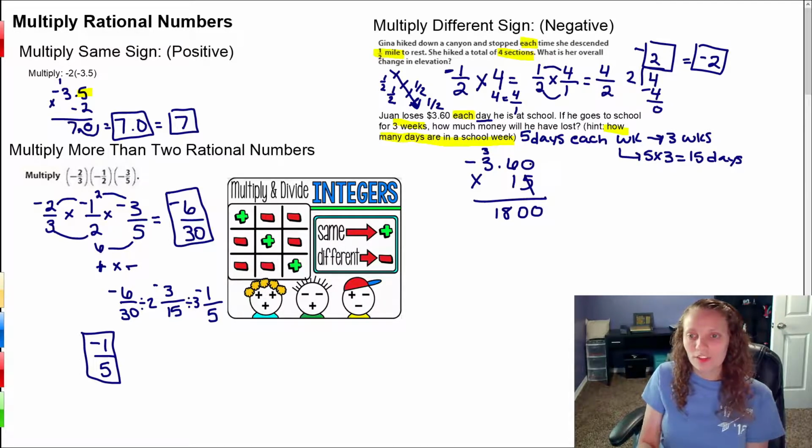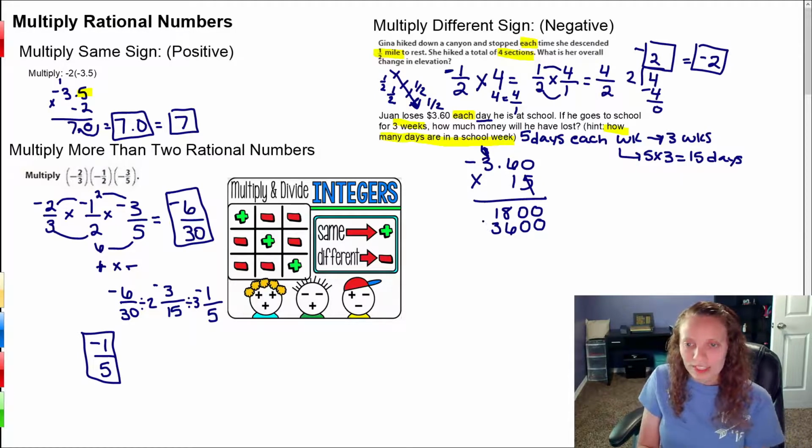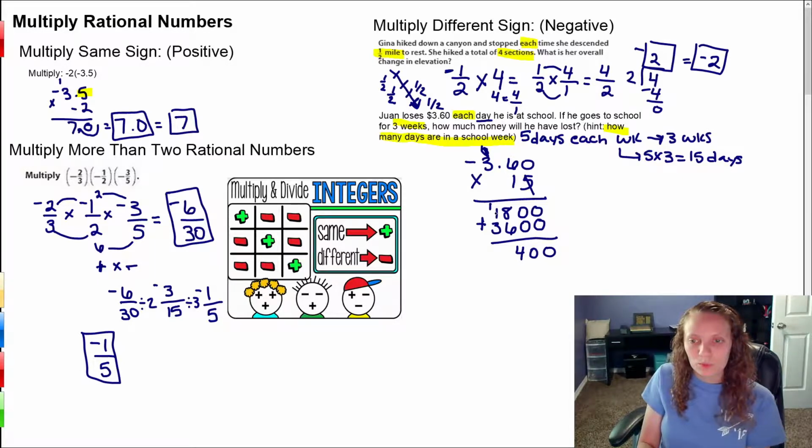Now, we are done with the 5. We're on to the 1. When that happens, we need to put our placeholder 0 here and then start multiplying. 1 times 0 is 0. 1 times 6 is 6. 1 times 3 is 3. And remember, we used the 3 last time, so I'll mark that out. Let's add these 2 rows together. 0, 0, 8 plus 6 is 14. 3 plus 1 plus 1, that's 5.